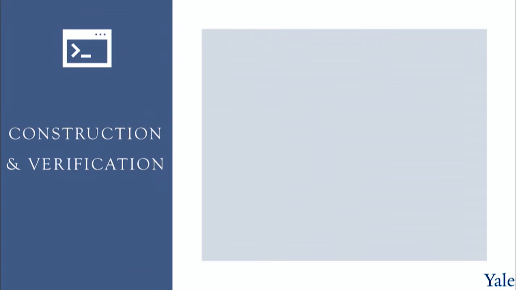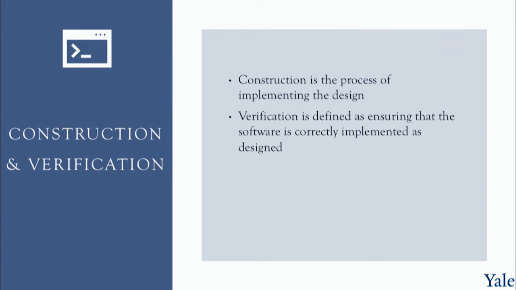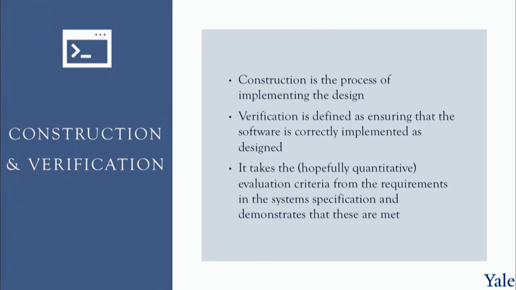Once we have a design for a software, we have to build it. And this is what the regulatory documents called construction, coding, and then verification, making sure that the code works. So construction is the process of implementing the design, and verification is ensuring that the software is correctly implemented as designed. And what this does is that it takes the hopefully quantitative evaluation criteria from the requirements, so a requirement should have criteria to evaluate them, and then demonstrate that these are met. This is what verification is.